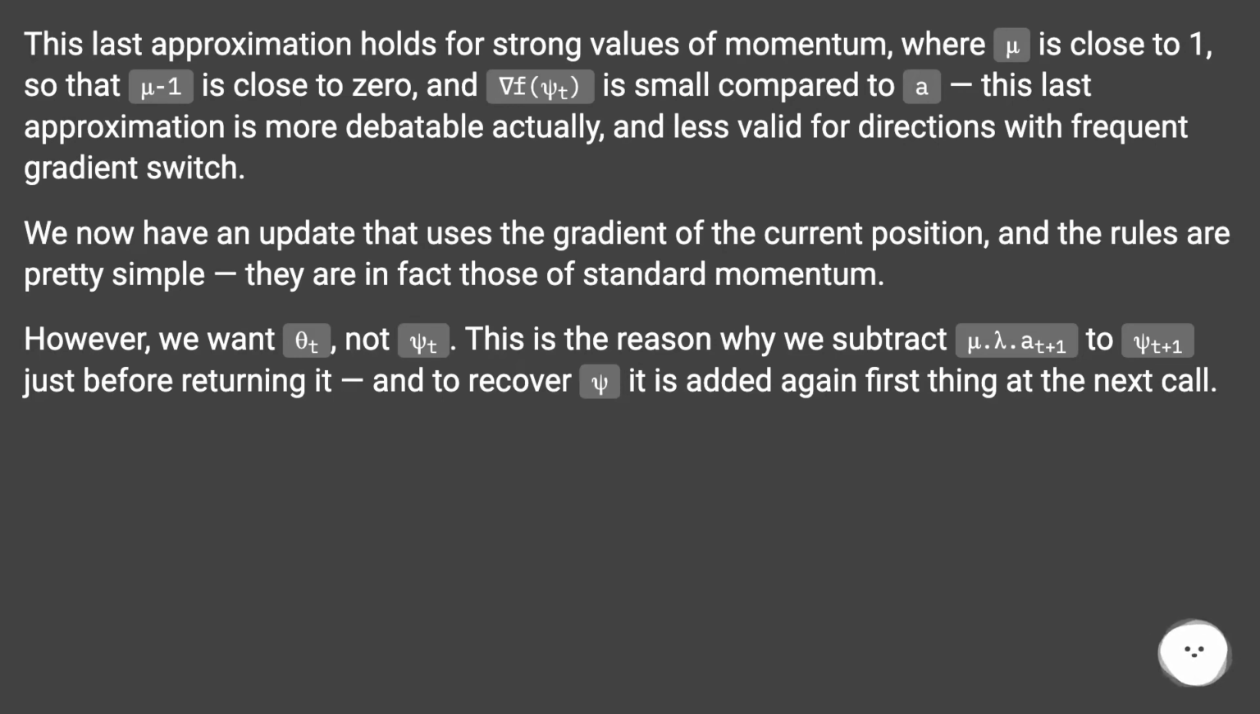We now have an update that uses the gradient of the current position, and the rules are pretty simple, they are in fact those of standard momentum. However, we want theta_t, not psi_t. This is the reason why we subtract mu dot lambda dot a_{t+1} from psi_{t+1} just before returning it, and to recover psi it is added again first thing at the next call.